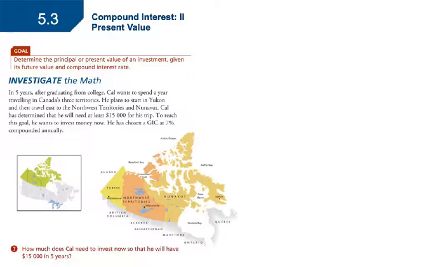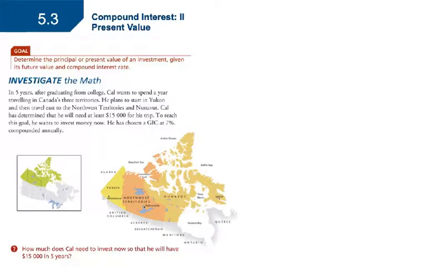So in this section, we're still going to be dealing with compound interest, but instead of finding the future value or the final value of all of our investments, now we're going to be dealing with finding the present value. So knowing how much money we want to have in the end, and finding out how much money we'll need now. So in 5 years after graduating from college, Cal wants to spend a year traveling in the territories.